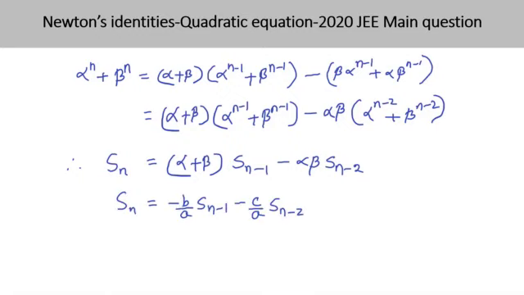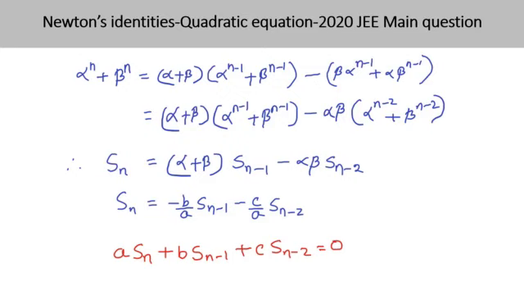Now let us put the values of alpha plus beta and alpha beta, which we have found out earlier. Alpha plus beta is minus b by a and alpha beta is c by a. So the generic equation becomes Sn is equal to minus b by a Sn minus 1 minus c by a Sn minus 2. So after rearranging, it becomes a Sn plus b Sn minus 1 plus c Sn minus 2 is equal to 0.